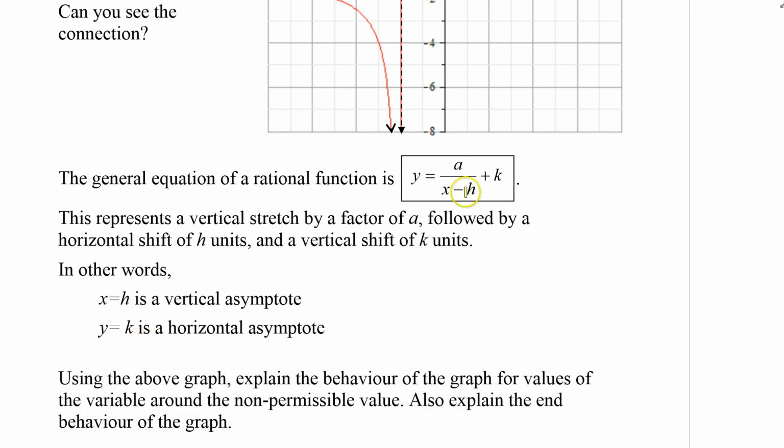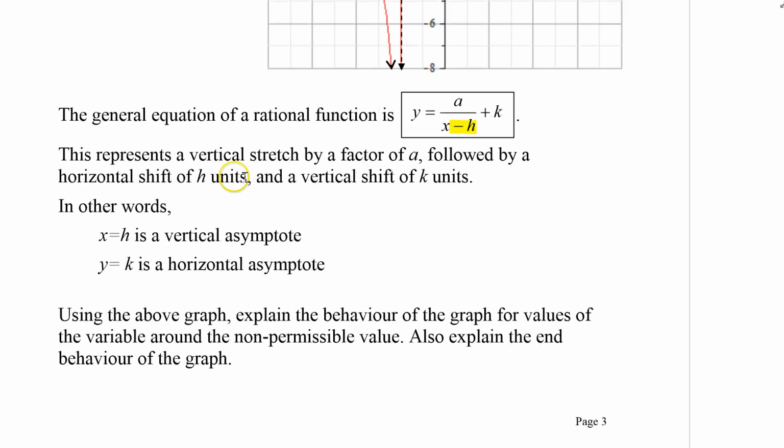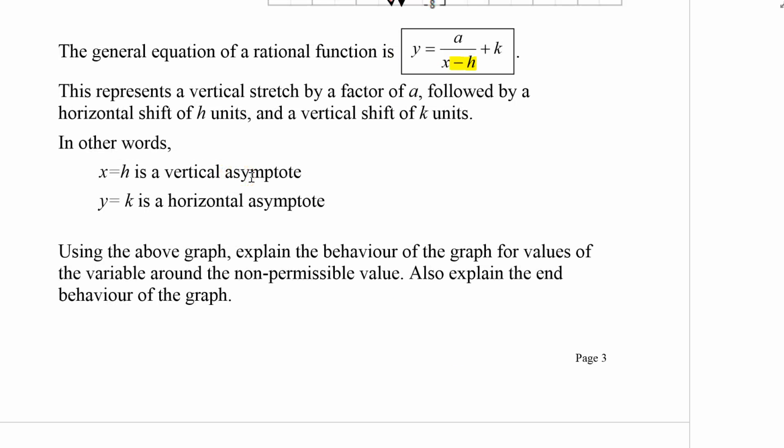And just like we did before, you remember that the h is going to be in the form of x minus h. So in our example, when we have x plus 2, our h is equal to negative 2. H would be equal to negative 2 in this case. All right, so using the above graph, explain the behavior for the values of the variable around the non-permissible value. Also explain the end behavior of the graph.